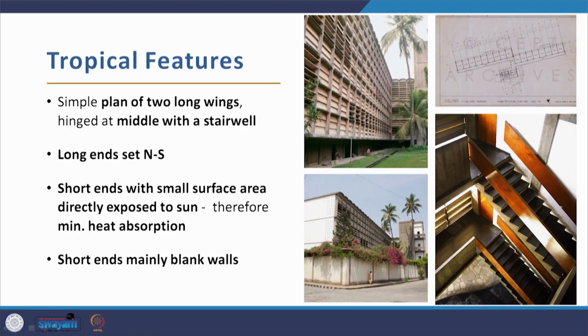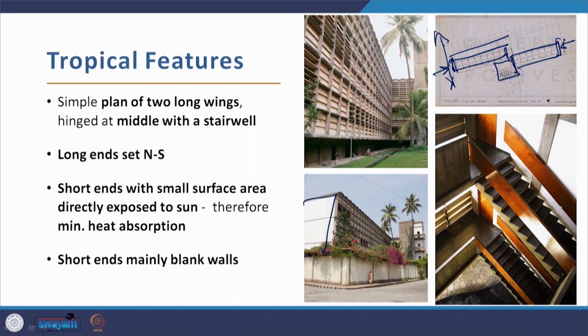And the tropical features: a simple plan of two long wings that you have here, which are joined together here at the center with a stairwell. So this is north-south direction, the long axis, the long facades are in the north-south direction, and the short ends, these sides, have a small surface area which is directly exposed to the sun. Therefore, there is minimum heat absorption, plus the shortest side, whatever is remaining, is more or less a blank wall.